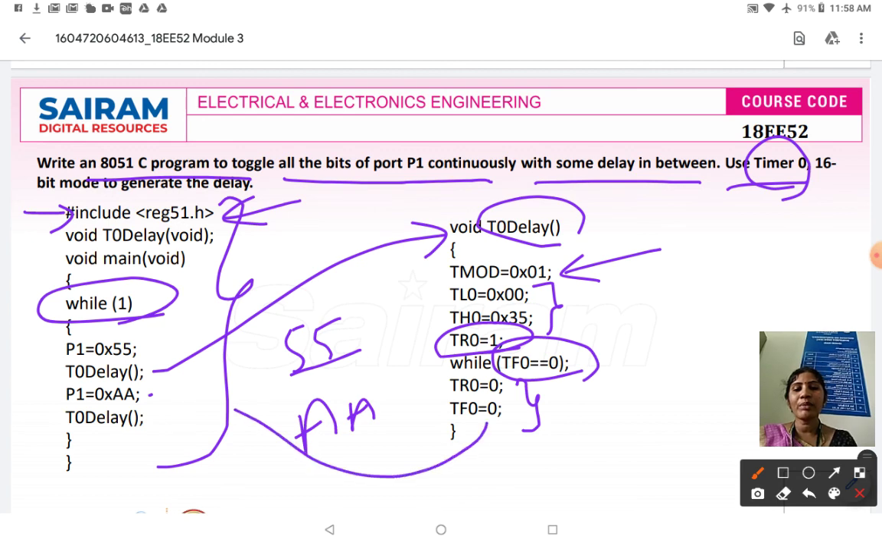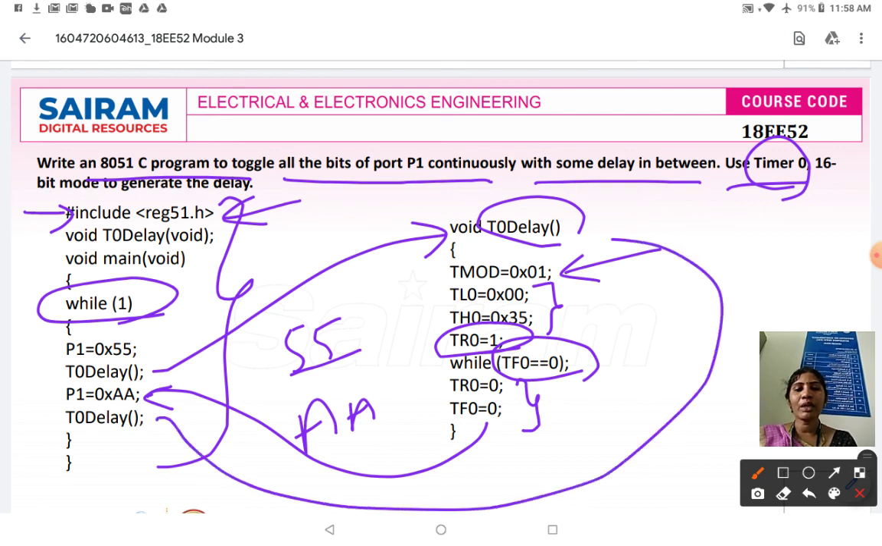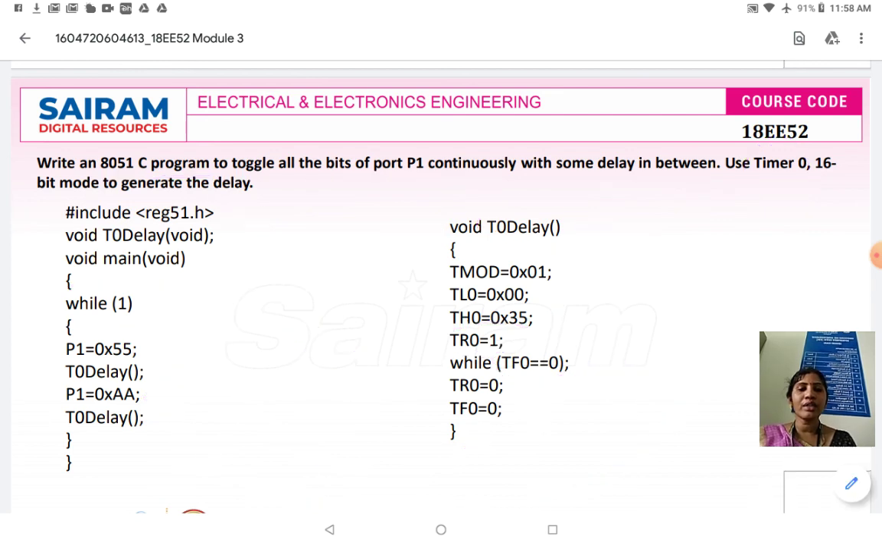After this, it will be coming back to P1 is equal to 0xAA. Then to do the delay, again it will be calling your delay function. Again it runs. So in C, we need to write a program like this to generate a time delay using your timer function.